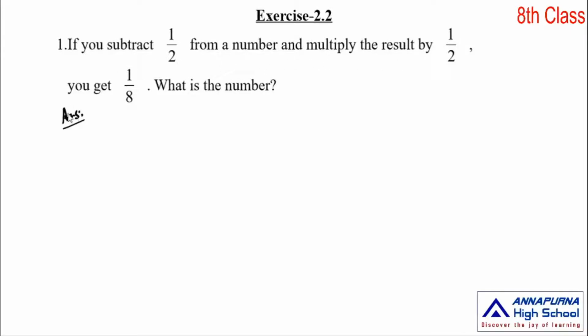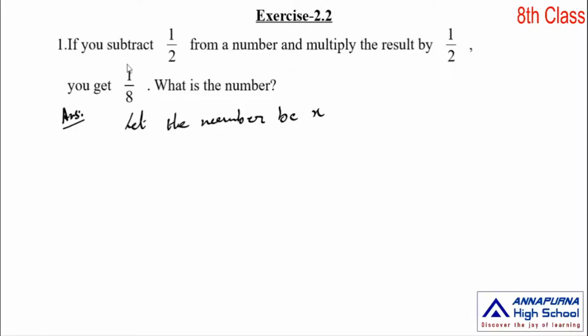This is the given statement: if you subtract 1/2 from a number and multiply the result by 1/2, you get 1/8. Okay, and what do we require? What is the number? That means you have to find a number. Let us take that number as x or y or z. Generally we prefer x. Let the number be x.